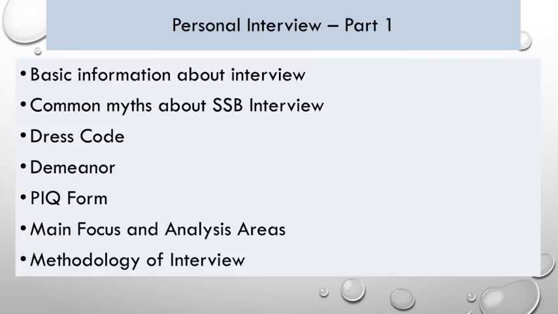In part 1 of the topic, we have already covered basic information on the personal interview, common myths which candidates have developed over the years and which are often supported by coaching academies, dress code, your demeanor during the interview, the details about the personal information questionnaire, the main focus areas of the interviewer and what all he is assessing, and lastly, the methodology followed for the interview.